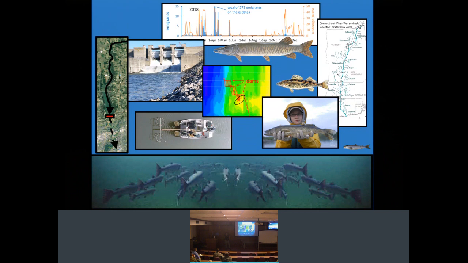And these dams seem like really holey barriers, right? They're not very good barriers to this downstream movement. A lot of these fish are moving downstream. In some years, it looks like maybe a quarter of the fish are moving downstream. So that makes me think that dams are not very good barriers.